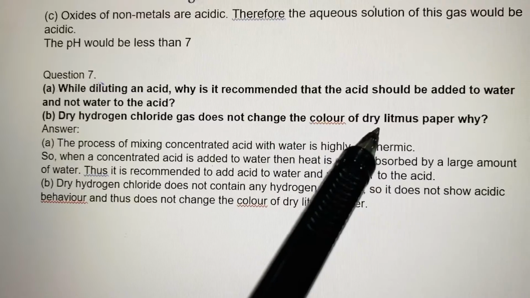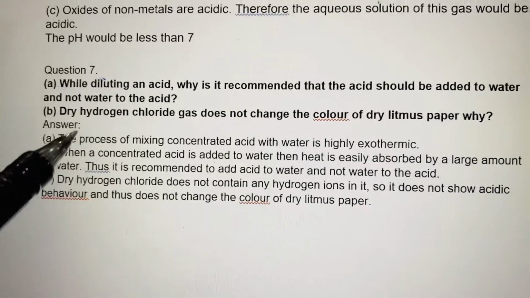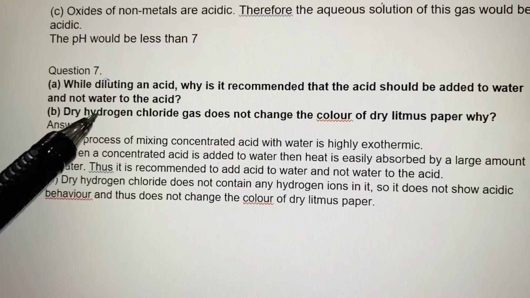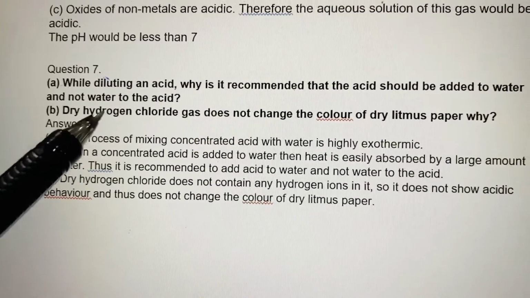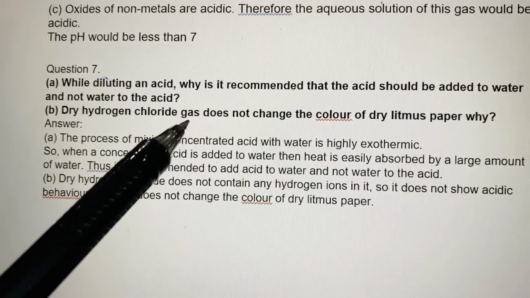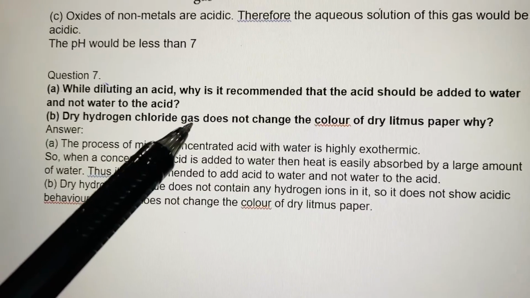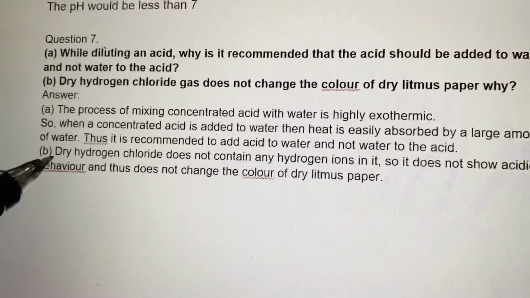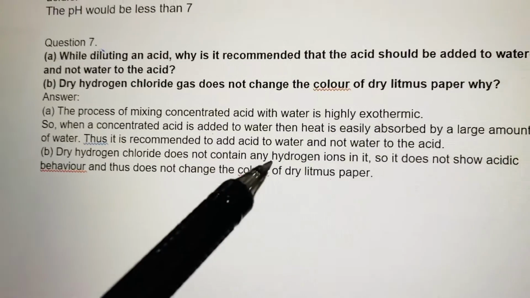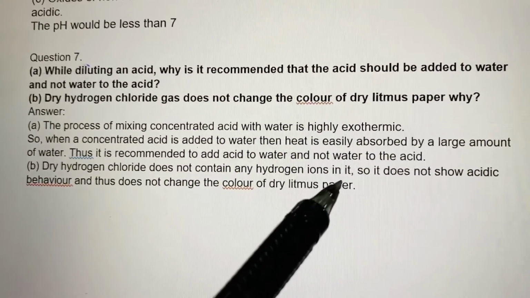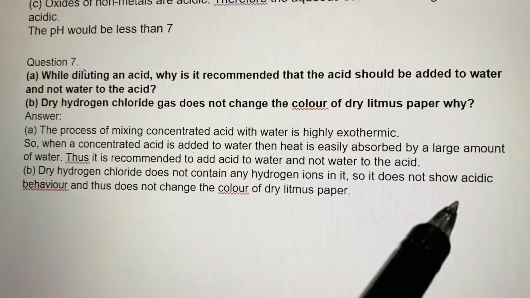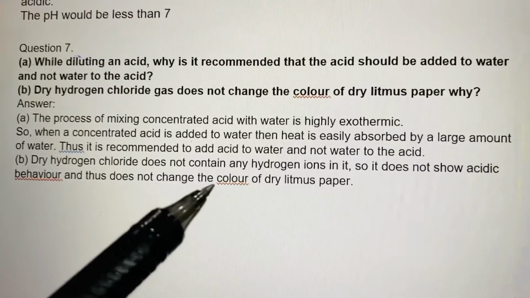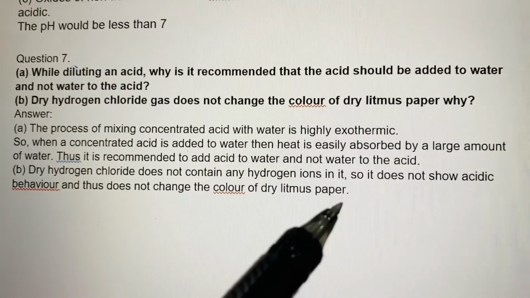But here you can see that the litmus paper is also dry. Hydrogen chloride gas is also dry. So there is no water over here. That's why dry hydrogen chloride gas does not contain any hydrogen ions. So how will we write down the answer? Dry hydrogen chloride does not contain any hydrogen ions in it. So it does not show acidic behavior and thus does not change the color of dry litmus paper.